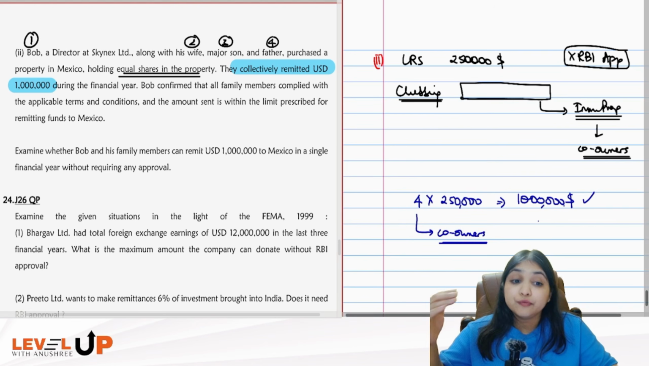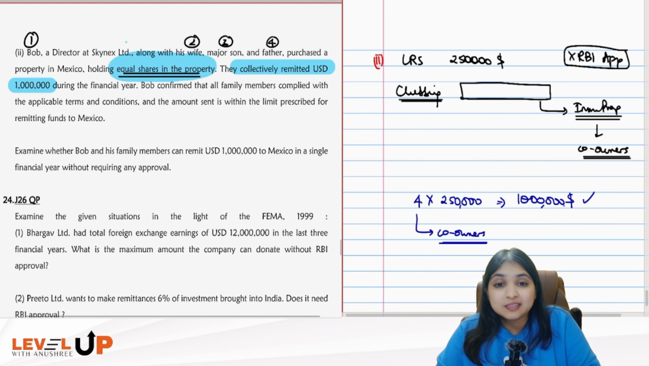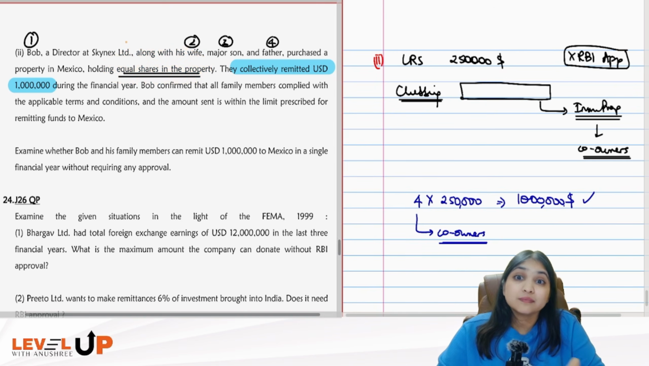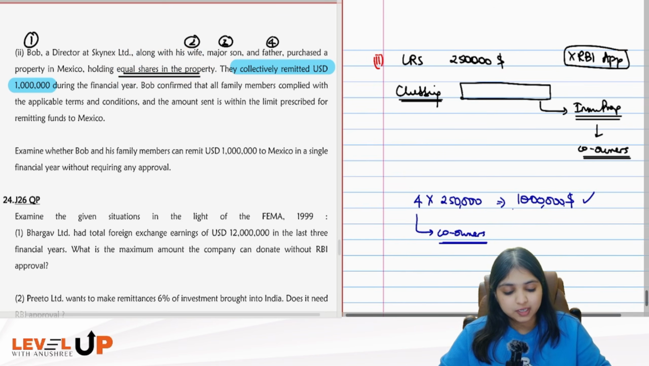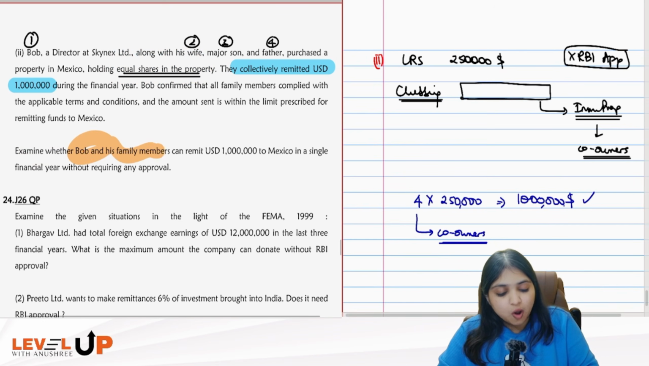Is that condition fulfilled? Yes, the condition is fulfilled. The question says all of them are holding equal shares in the property. So condition is fulfilled. So they are co-owners of the property. They are equal owners of the property. So examine whether Bob and his family members can remit this without any approval. My answer will be yes.